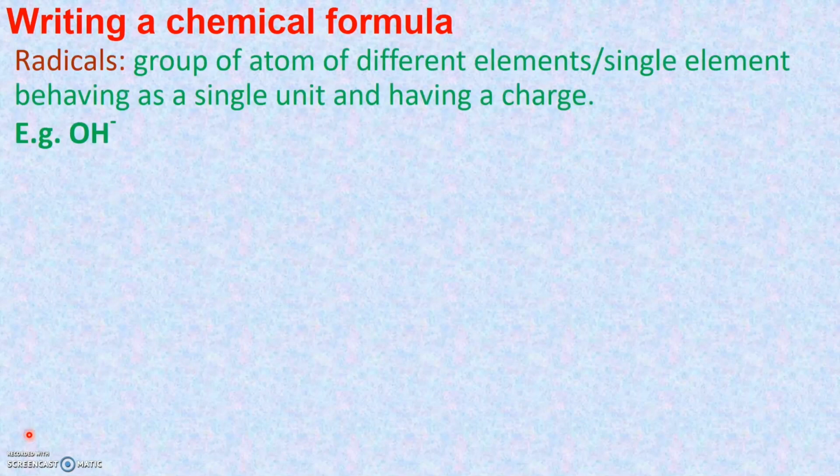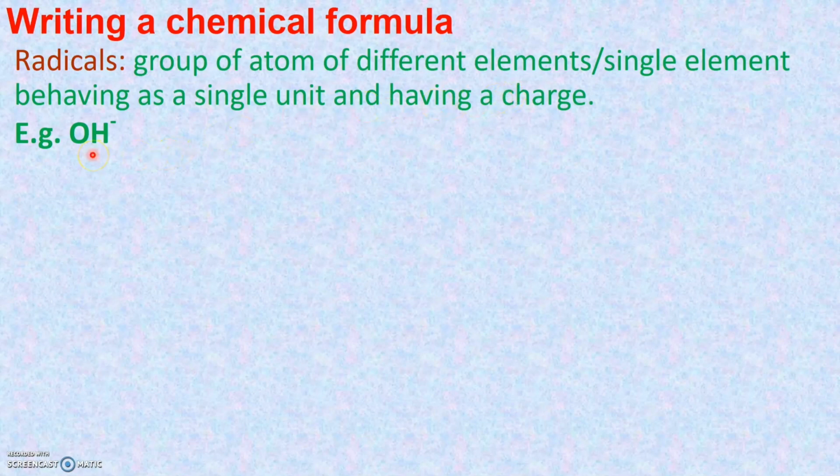Before we go in to learn how to write the chemical formula of a compound, we need to know another important term in chemistry. That is a radical. Now what is a radical? Radical is an atom or a group of atoms of different elements which behave as a single unit carrying a charge, that is either a positive charge or a negative charge.